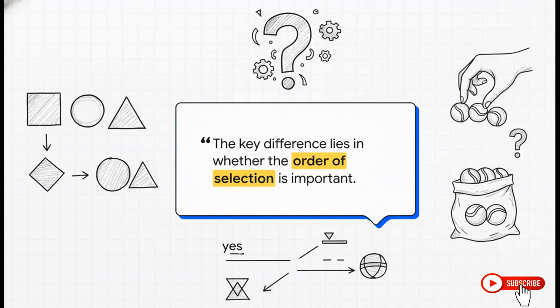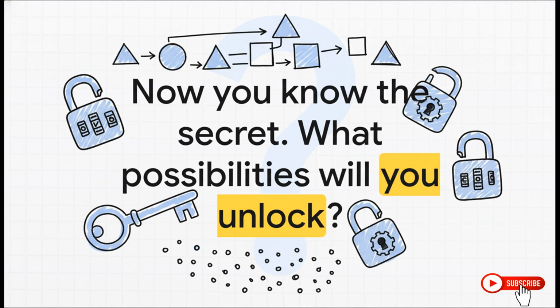In the end, it all comes down to this one single powerful idea. This is the big takeaway. If you can answer one simple question, does order matter? You can solve any of these problems. So there you have it. The secret isn't really about complicated math, is it? It's about asking one simple question. Now that you have the key, just think about all the problems you can solve, all the possibilities you can finally count. So, what will you unlock?